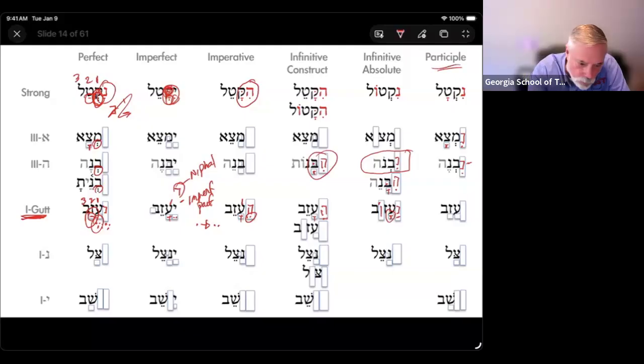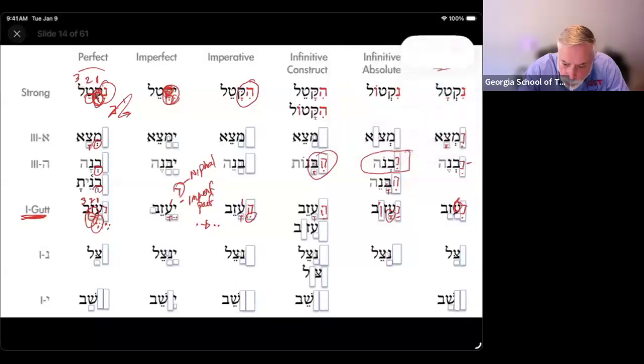Remember, our participle is going to look much like the perfect, right? It's going to maintain that noon. And again, it does not need a dagesh forte because it doesn't assimilate. The noon retains. And so we still keep the hireq. And excuse me, I apologize. That's not correct. I am wrong. I remember now.